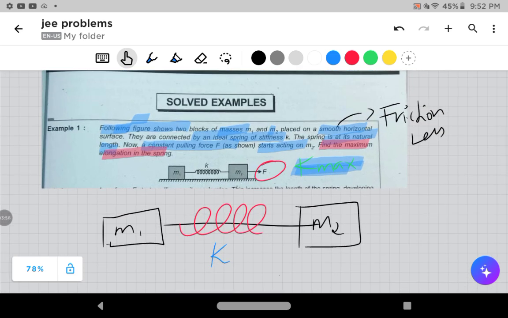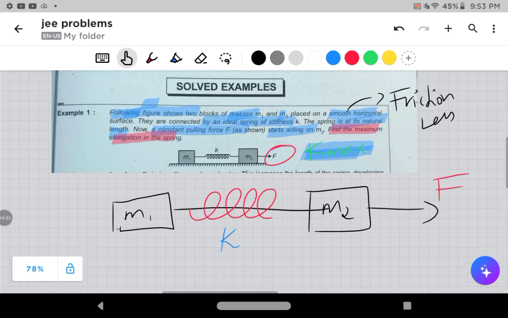See, a force is pulling M2, acting horizontally. The ideal spring has stiffness K and is at its natural length, so nothing to worry about the spring. Now a constant pulling force F acts on M2. Find the maximum elongation. That's the question. Now let's deep dive into it.